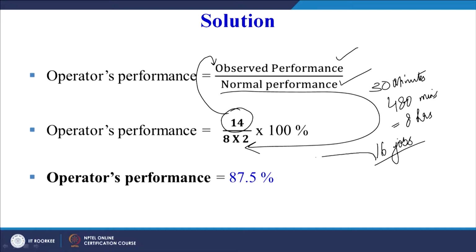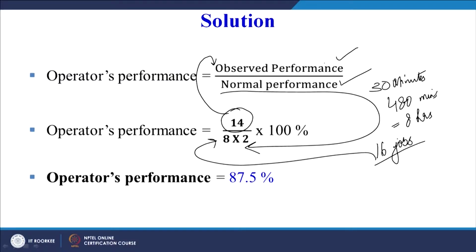So that we are seeing here. How does 8 into 2 come into the picture? Because it is an 8-hour duty, 30 minutes per job. So every hour we must be able to produce 2 jobs. So 8 hours into 2 jobs, 16 jobs. So this is the normal performance. The observed performance, he has been able to produce 14 jobs. How much was expected? That is 16, multiplied by 100. So the answer comes out to be 87.5%. So this is maybe the simplest example of performance rating.